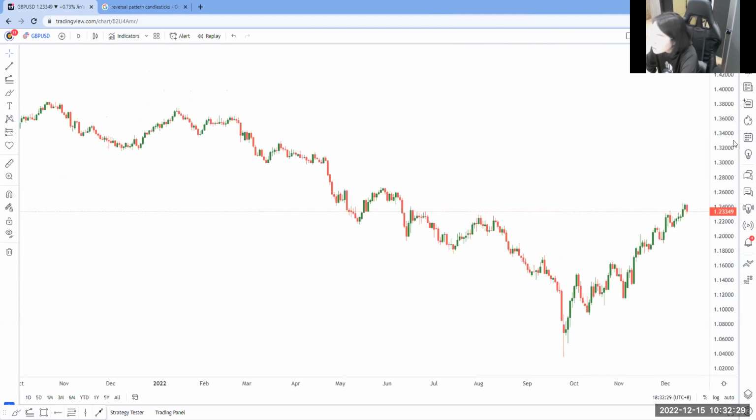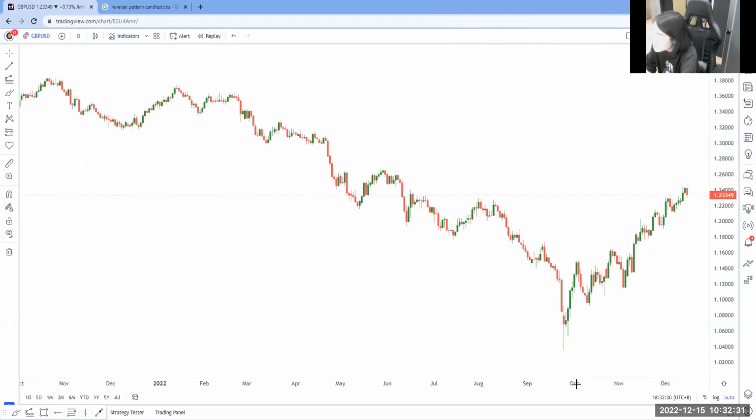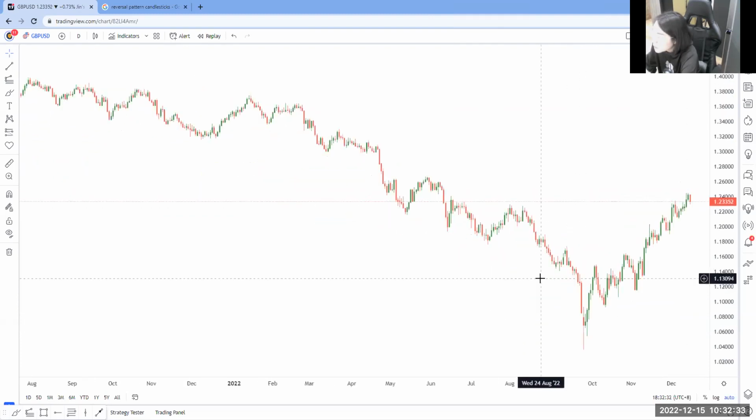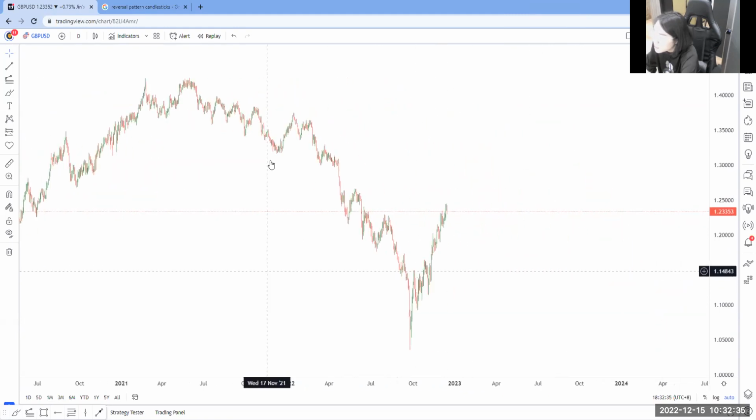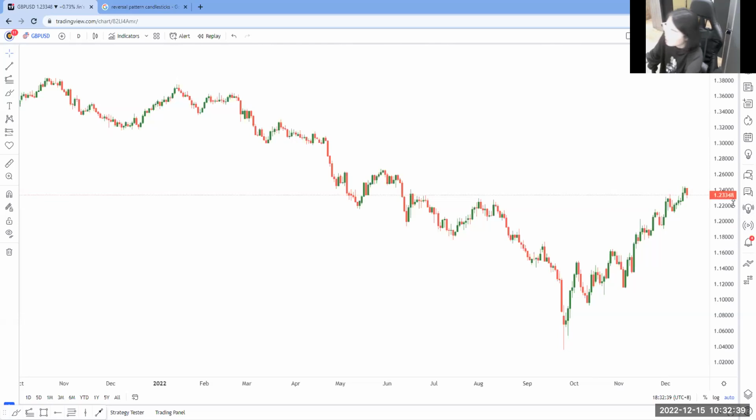Okay, so let's do an analysis for GBP USD. What I do see is kind of like a V-shaped movement.